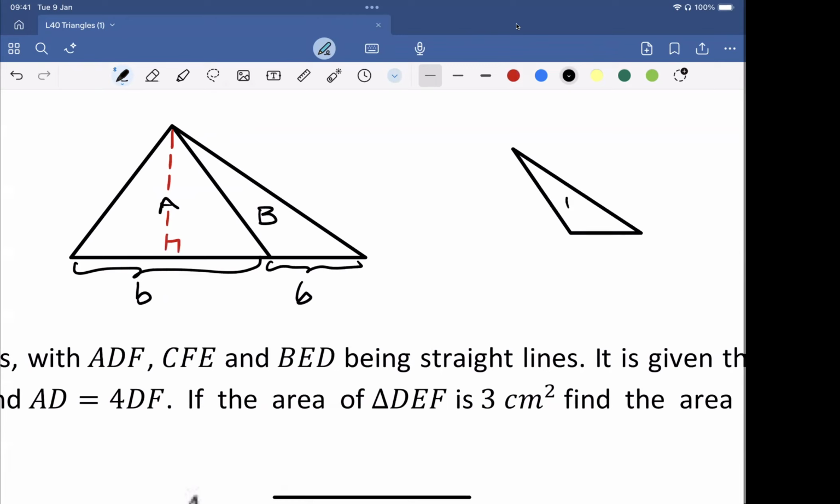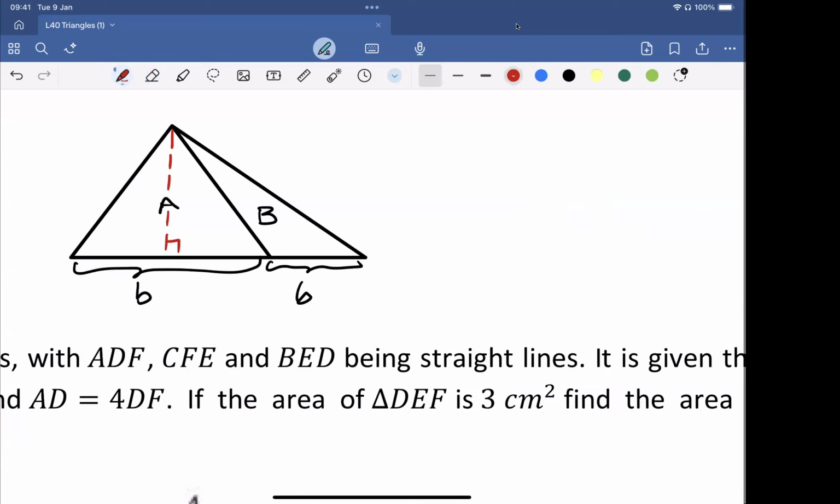Okay, let's imagine that this is triangle B and this is the base. Where's the height? Is the height like that, 90 degrees like that? Yes or no? No. So can I draw the height here? Yes. Now, let me ask you one more time. Does triangle B have the same height as triangle A? Yes, it does. Okay, they have the same height.